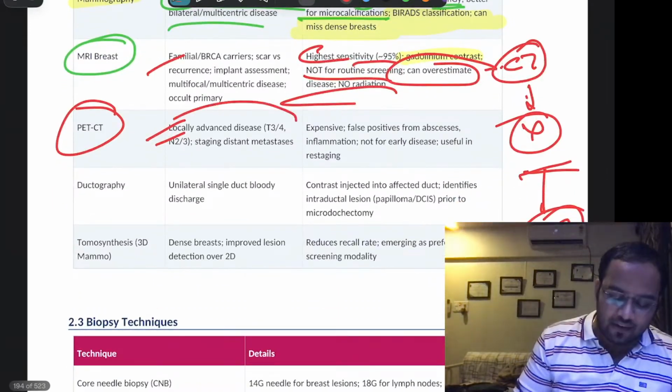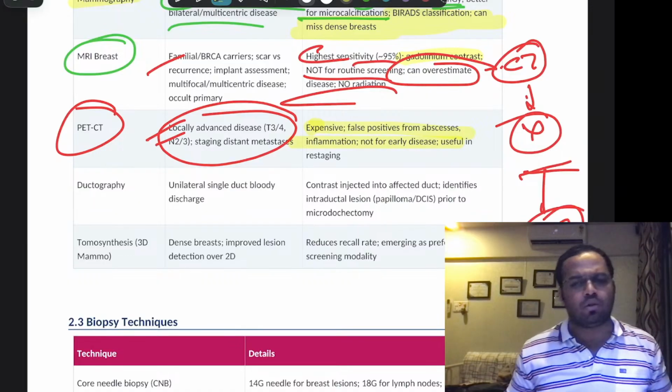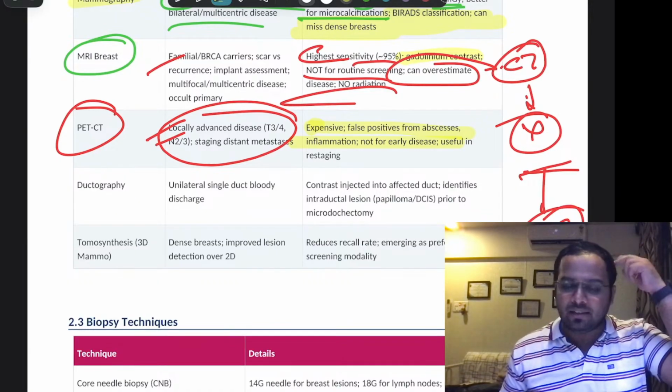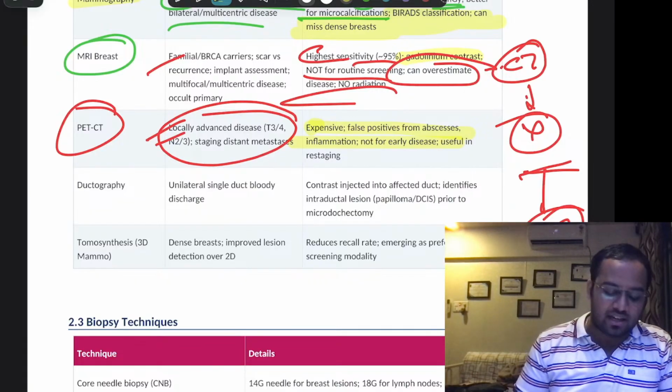So PET scan is for locally advanced disease or staging metastasis. It is an expensive investigation and gives false positives, because if the patient has an infective focus somewhere, or a small folliculitis in the skull, it might show up as a metastasis. So don't go for unnecessary investigations.